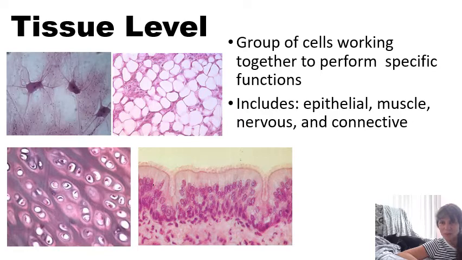Groups of cells that work together for a specific function create a tissue. There are 4 main categories of tissues in the human body, including epithelial tissue, muscle tissue, nervous tissue, and connective tissue. Within these 4 categories, there are different types, which you'll be learning about in the future.